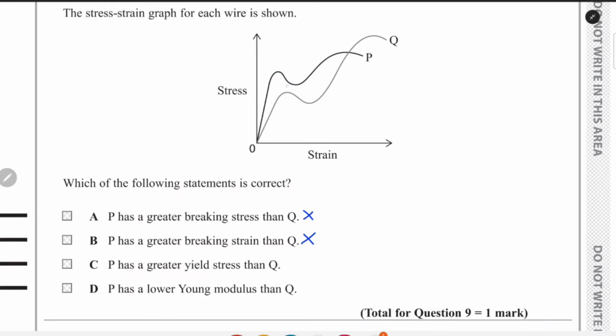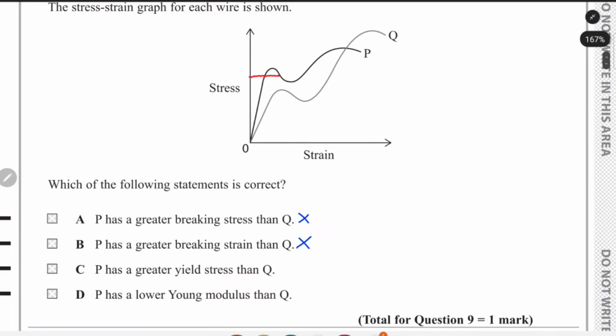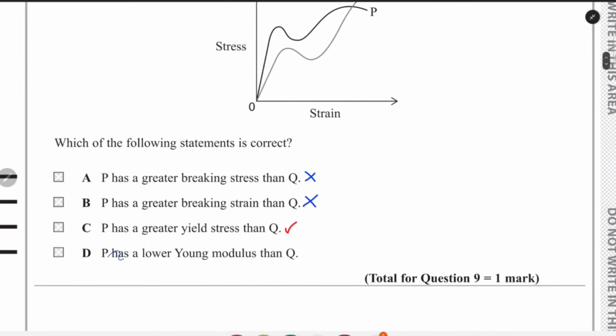This region is the yield stress. So this over here is the yield stress of P. This over here is the yield stress of Q. The yield stress is when the graph goes something like this. It's more over here. So for P, the yield stress is greater. So this is correct. If we check the fourth statement again, it says that P has a lower Young modulus than Q.